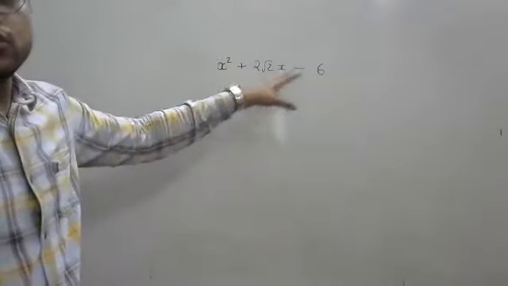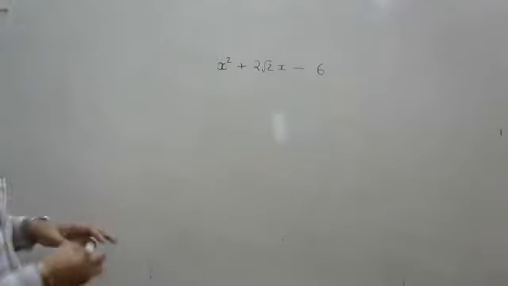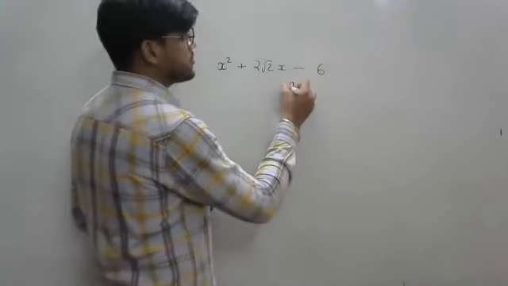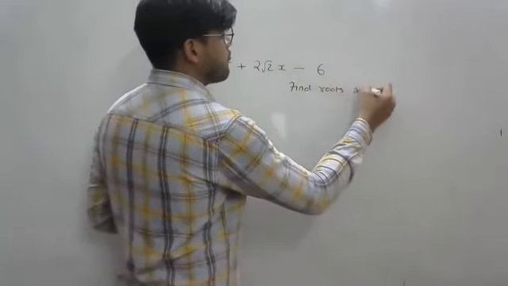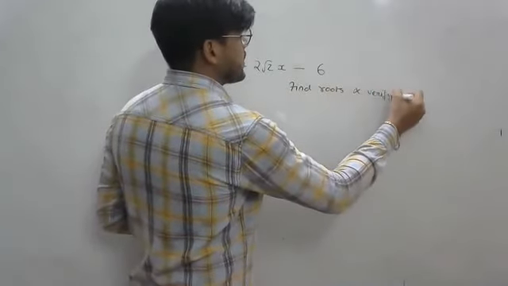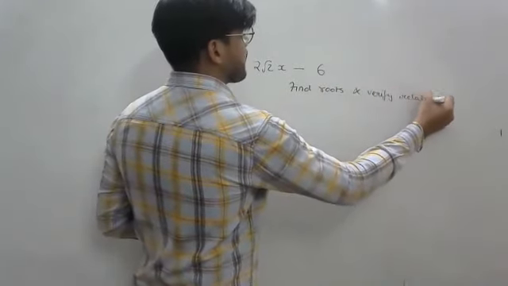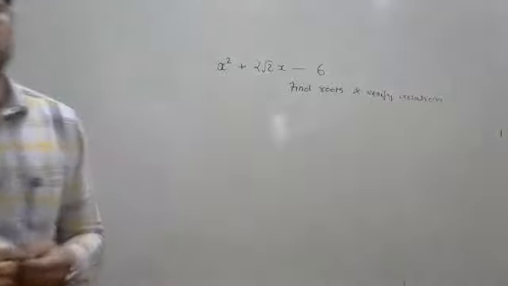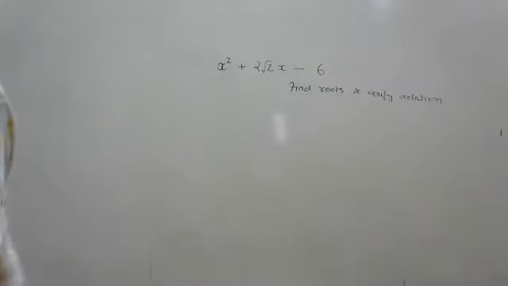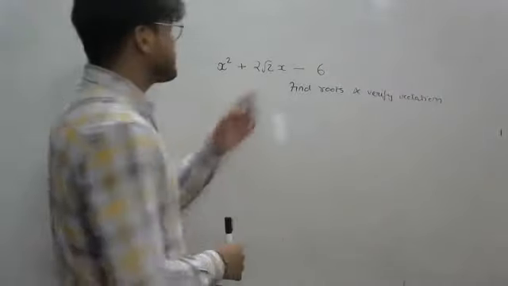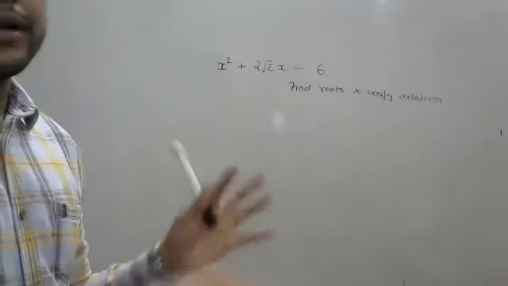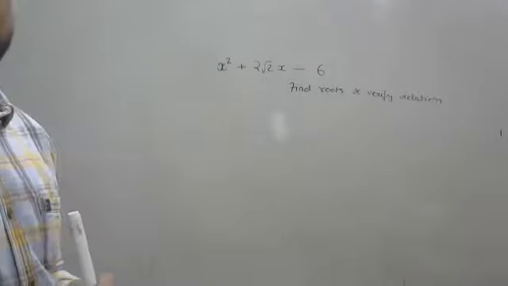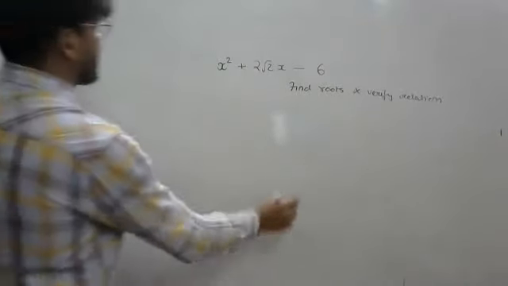x square plus 2 root 2x minus 6. We have to find its roots and verify the relationship. How will we do this? Here middle term splitting might look difficult. So let me explain how to do this particular situation.